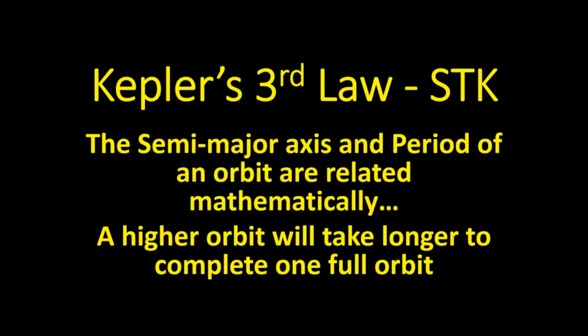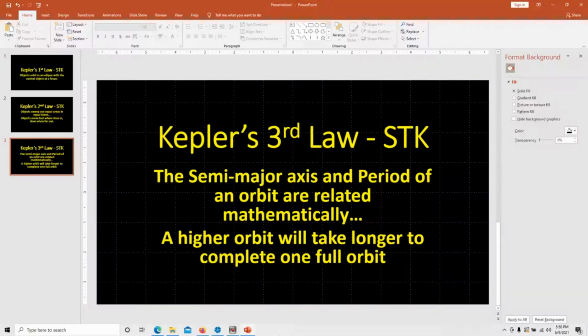A takeaway on this is a higher orbit, in other words, a bigger orbit, will take longer to complete one full orbit. That's what a period is. Period is the time for one complete rotation. And semi-major axis, as we looked at in some of our previous videos, kind of deals with the size of your orbit, how big it is, how far out it is. All right, let's switch over to STK.